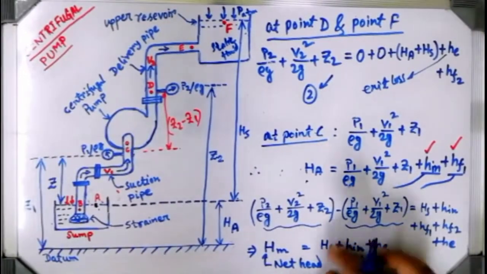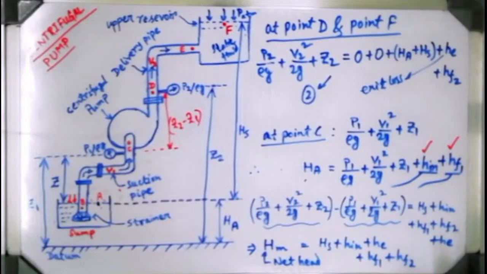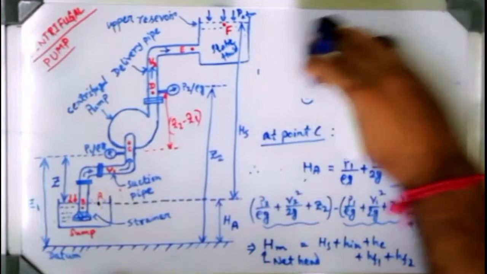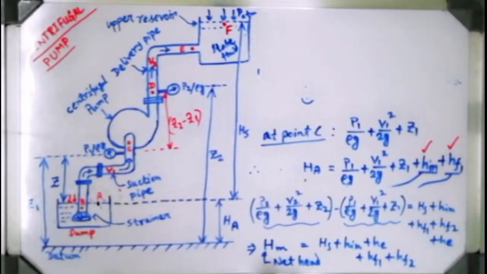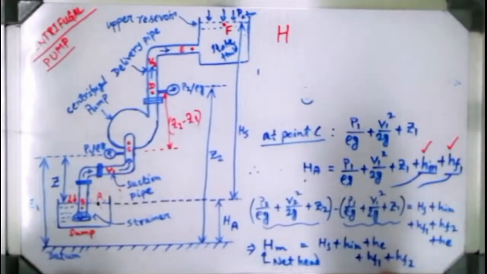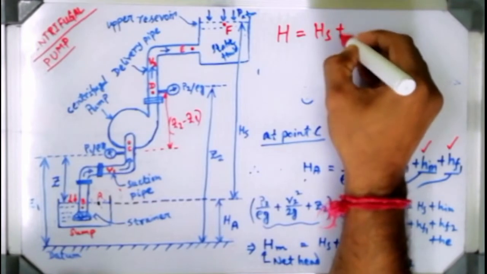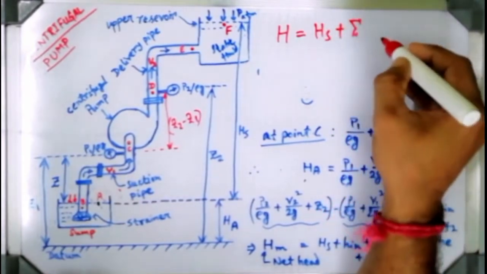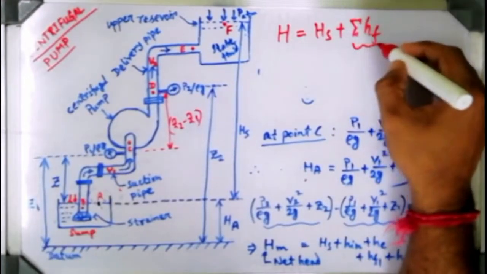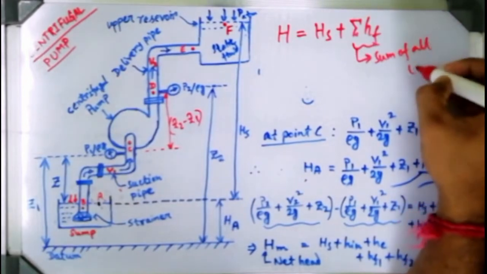Now if we make a sum of all this, keeping the static head outside, then it will give you a simple expression like this. That is the final expression we are getting from here. That is the net head, that H is nothing but static head Hs plus the sum of all those losses. This is nothing but the sum of all losses.